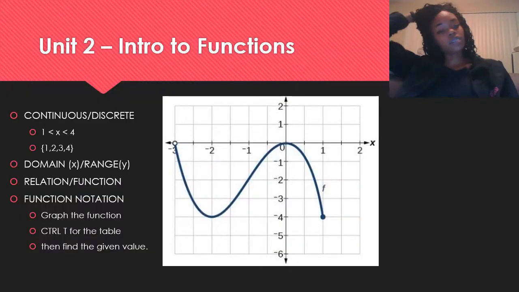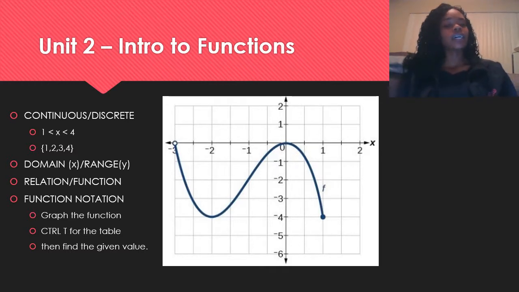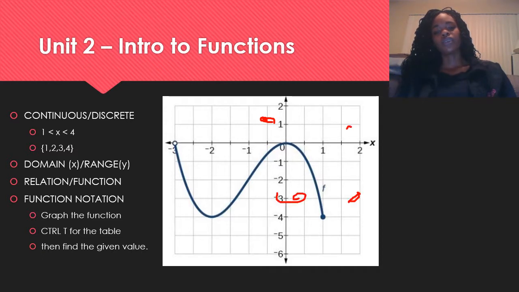Next, our next unit, we talked about functions. We talked about continuous and discrete. Remember, continuous does not mean it goes on forever and ever. Continuous means that those two dots are connected. Continuous, connected. Discrete means those dots are disconnected. So discrete would mean we just have a bunch of dots on our graph, not connected, just random dots.